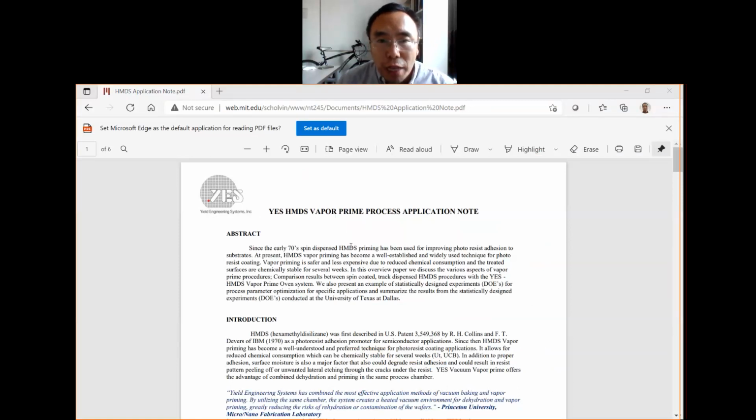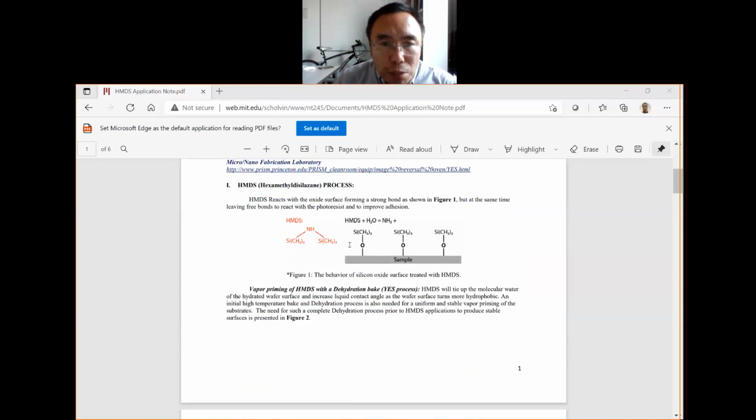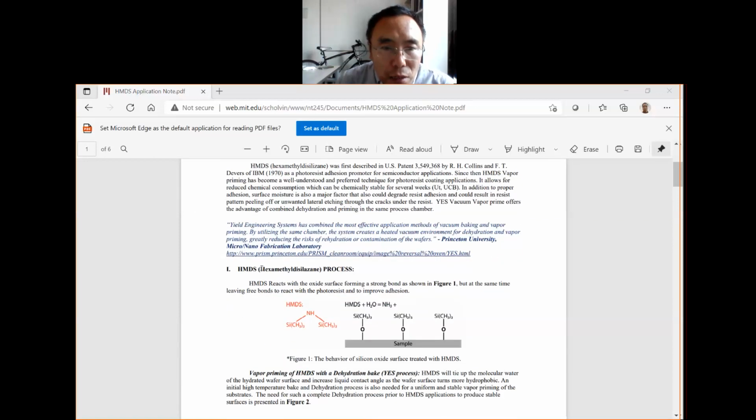So what do you do? You use HMDS vapor to coat onto the silicon wafer. This one is the HMDS, called hexamethyldisilazane. On the wafer we have the hydroxyl, the OH group. Then we have the vapor of this onto the wafer at more than 100 degrees. It forms this thing. So this NH becomes ammonia and is gone.